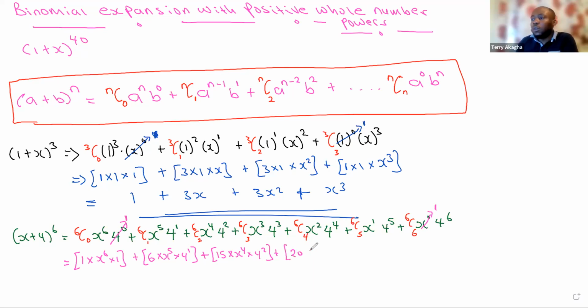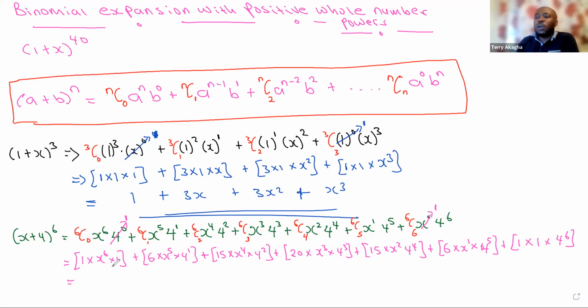6 combination 3 will give you 20, when you press your calculator. So this should give you 20 x^3 and 4^3. 6 combination 4, when you press that, it should give you 15, so it's going to be 15 times x^2 and 4^4. 6 combination 5 should give you 6, so it's going to give you 6 times x^1 times 4 raised to the power 5, plus, then 6 combination 6 will give you 1 times 4 raised to the power 6.